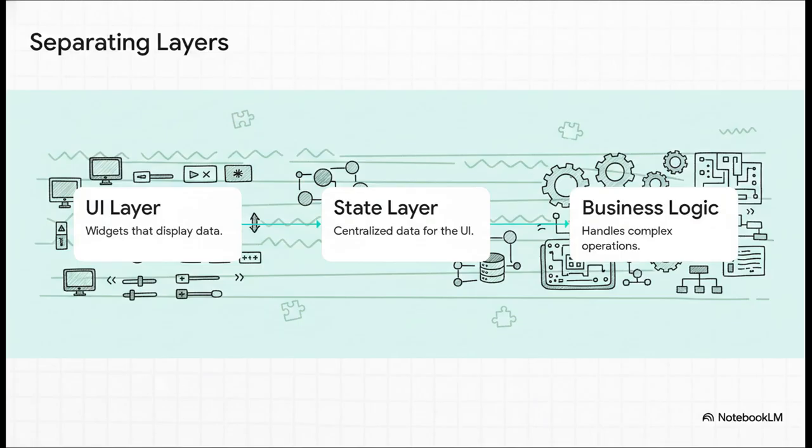And this is what that separation looks like in practice. You create these distinct, independent layers. You've got your UI layer, that's all your widgets, then a state layer, which holds and serves up the data your UI needs, and finally, the business logic layer, which does all the heavy lifting. The beauty is, when they're separate, you can change one without breaking the others.